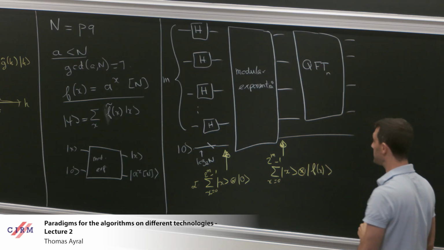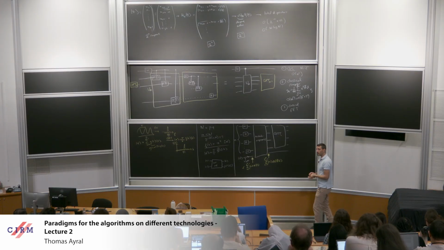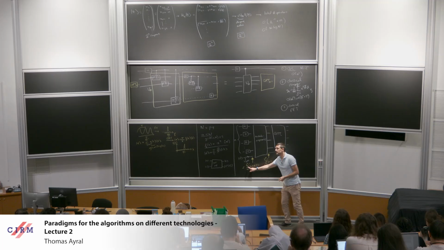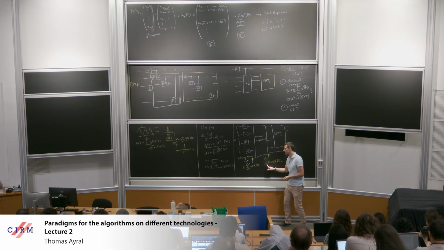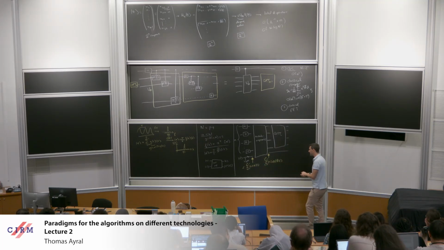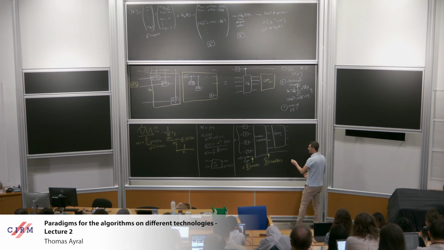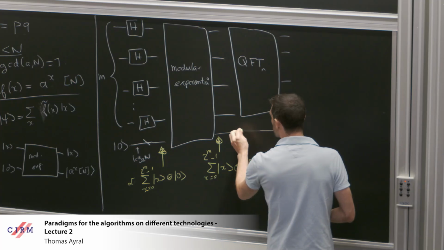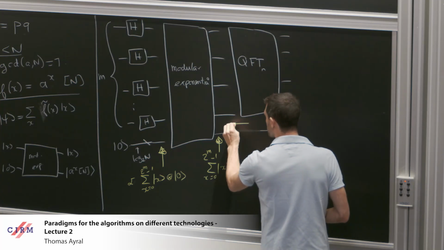Right, this is what it is. Here I work by linearity. Of course, I have a sum here, but since everything is linear, I still have a sum afterwards. Okay, and now I'm going to do a trick. I'm going to suppose that I add a measurement here.